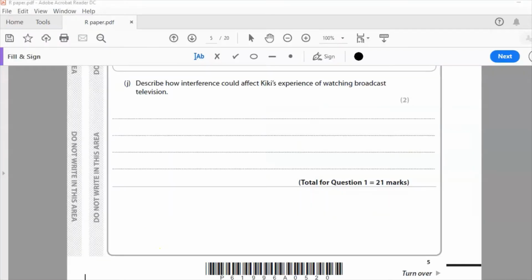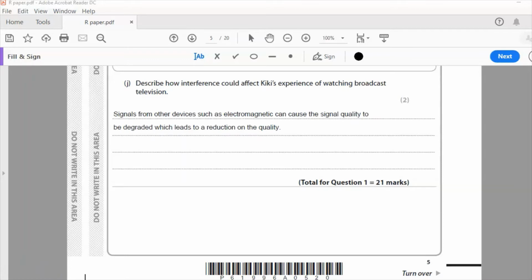Question J. Describe how interference could affect Kiki's experience of watching broadcast television, 2 marks. For this, you need to write things like electromagnetic signals from other sources are going to affect that, which can cause the signal to be degraded and reduce the quality of the sound. So here's the answer. Signals from other devices, such as electromagnetic, can cause the signal quality to be degraded, which leads to a reduction in the quality.